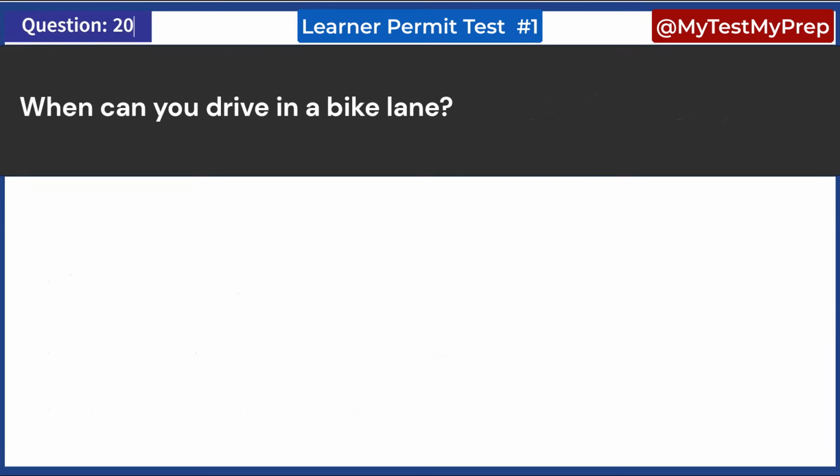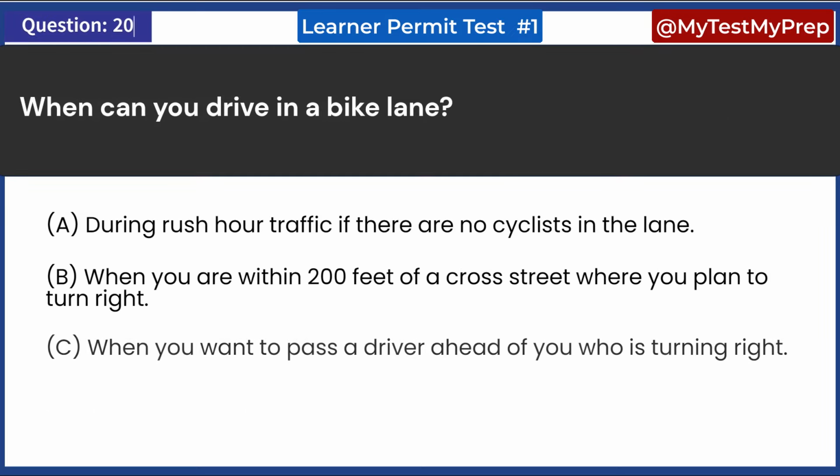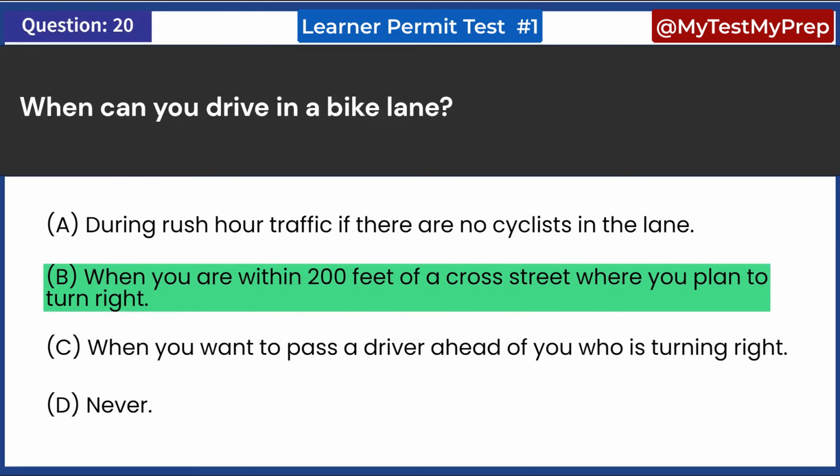When can you drive in a bike lane? A. During rush hour traffic if there are no cyclists in the lane. B. When you are within 200 feet of a cross street where you plan to turn right. C. When you want to pass a driver ahead of you who is turning right. D. Never. Answer: B. When you are within 200 feet of a cross street where you plan to turn right.